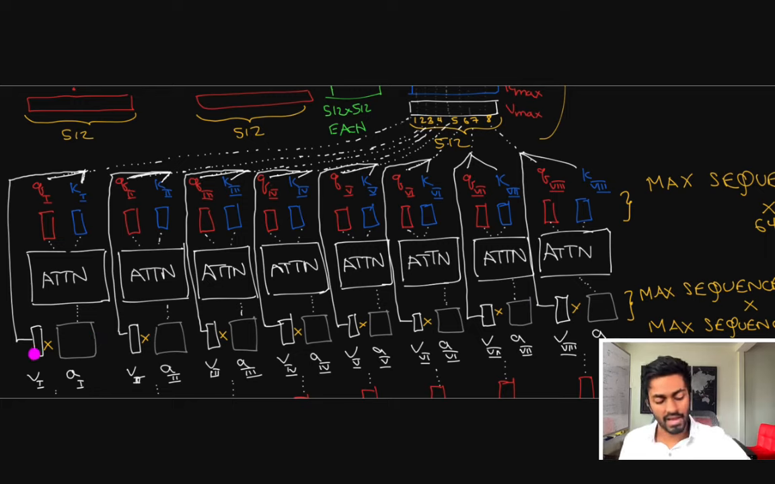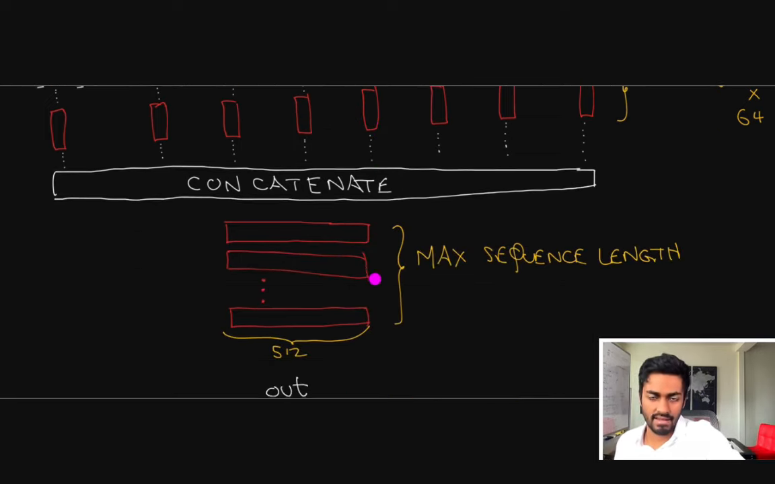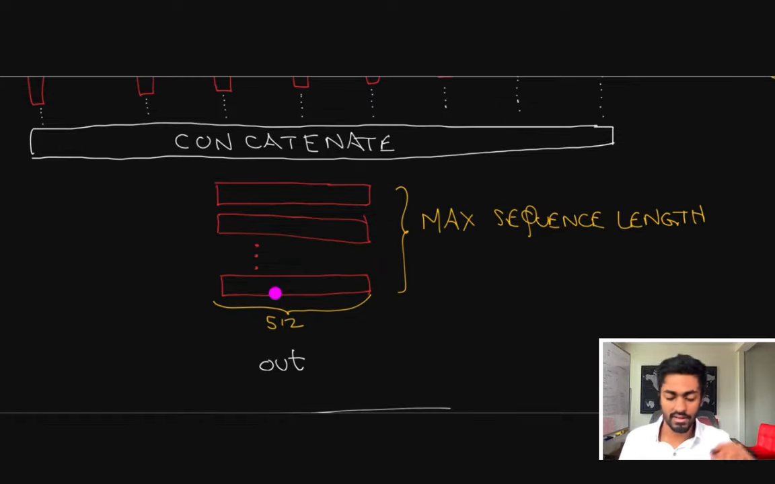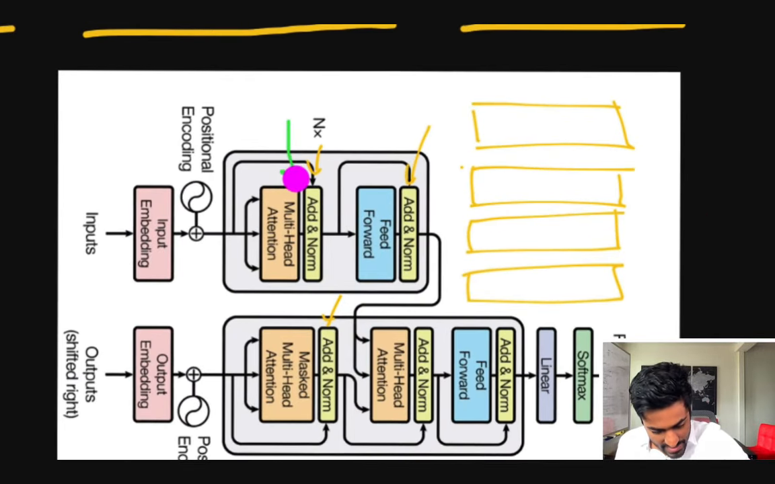We then multiply it by every head's value matrix, which is essentially going to be the sequence length cross 64. And so when we multiply these matrices together, we're going to get 8 individual matrices, which are going to be the maximum sequence length cross 64 each. And then we just concatenate them. And since there's 8, it'll be maximum sequence length cross 64 times 8, which is 512. Now, if we compare this to the original transformer image, this matrix is essentially going to be the output right at this stage, just before the normalization.